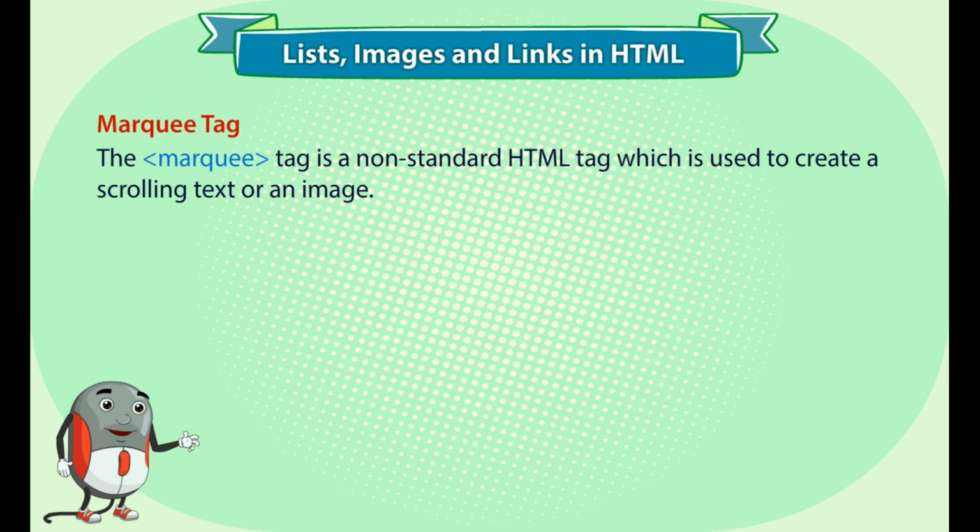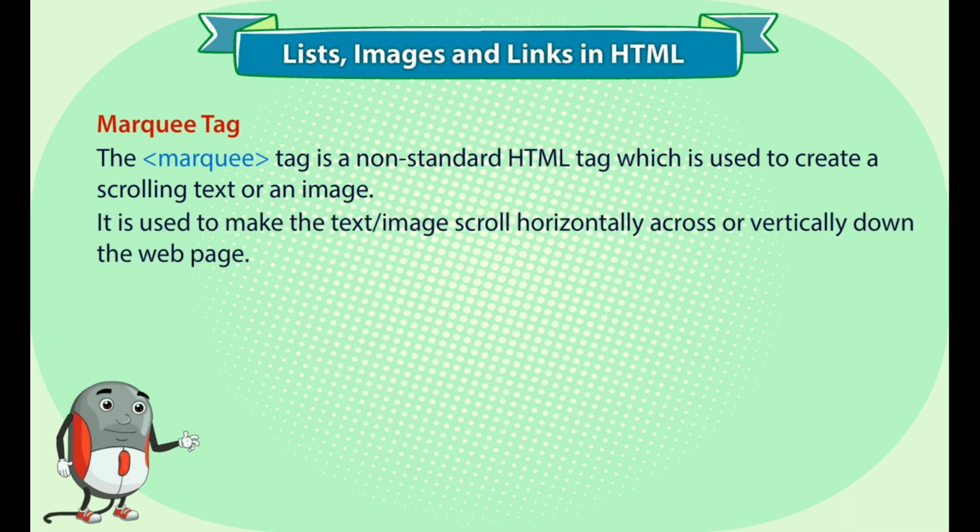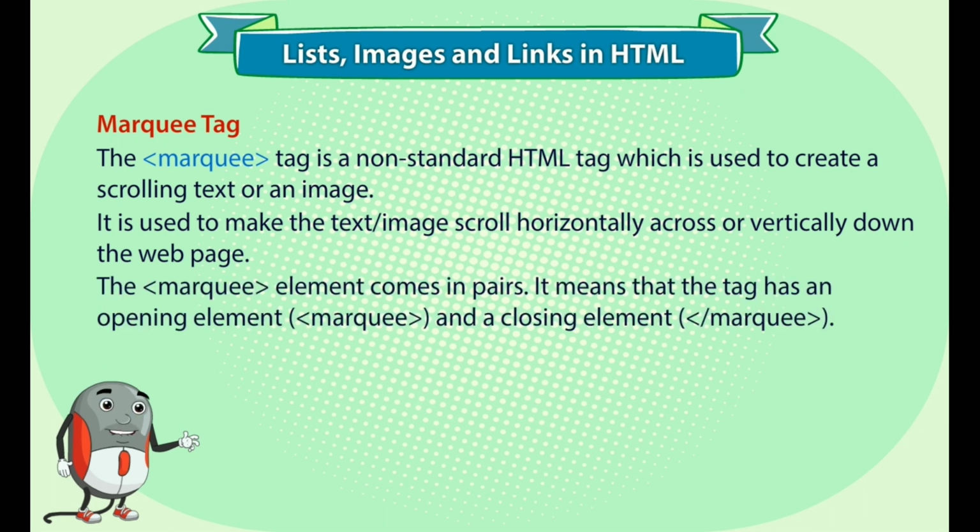Marquee tag. The marquee tag is a non-standard HTML tag which is used to create a scrolling text or an image. It is used to make the text or image scroll horizontally across or vertically down the web page. The marquee element comes in pairs. It means that the tag has an opening element, marquee, and a closing element, /marquee. It has a number of attributes.